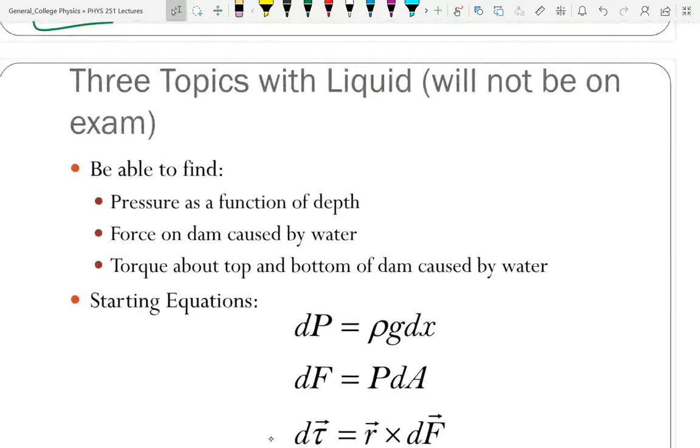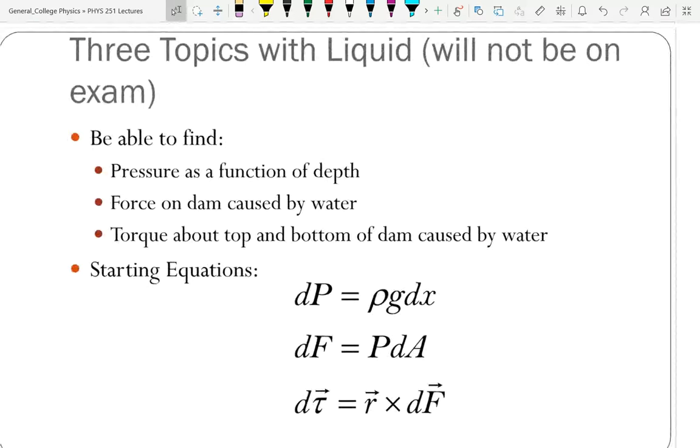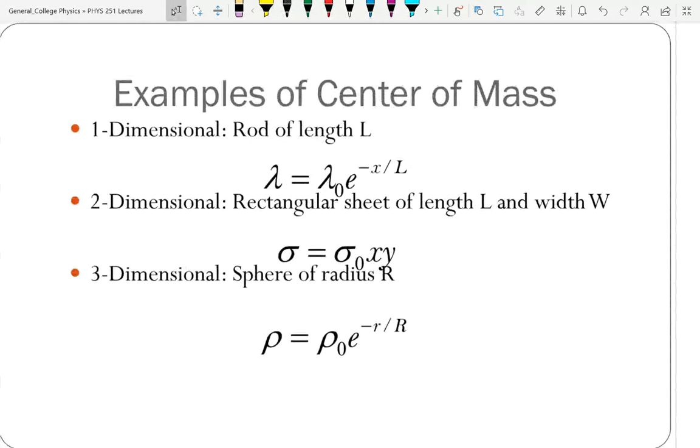Now, here's the stuff that won't be on the exam for fluids. Finding the pressure as a function of depth, dp equals rho g dx. We'll talk about this next week in class. Finding the force as a function of depth, dF is equal to P, the pressure, dA, and finding the torque, d torque is equal to r cross dF. We'll talk about those next week.